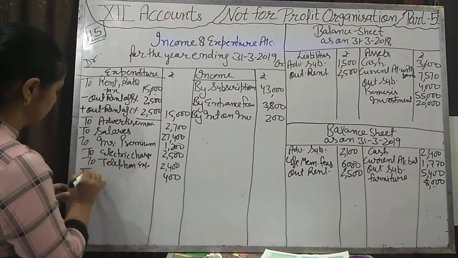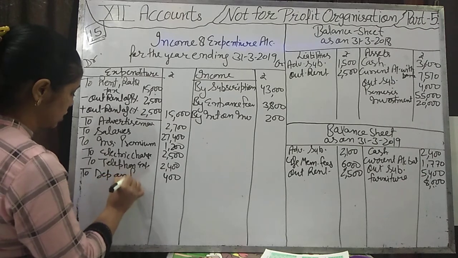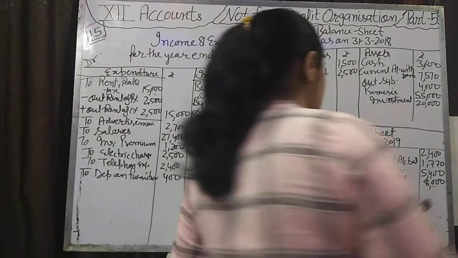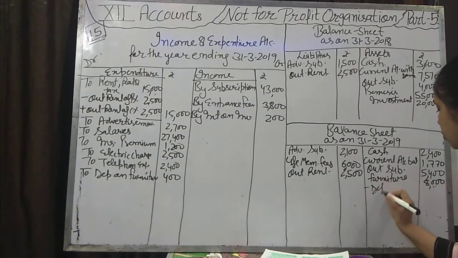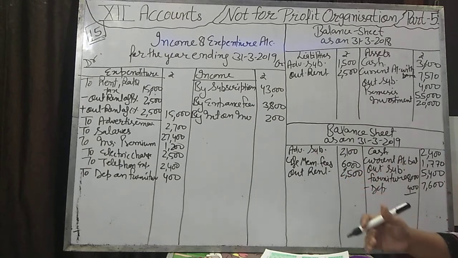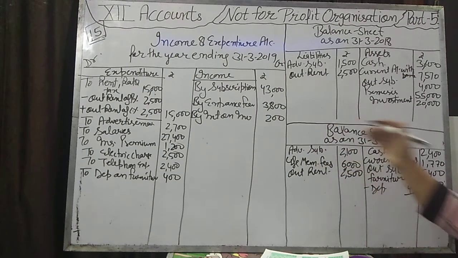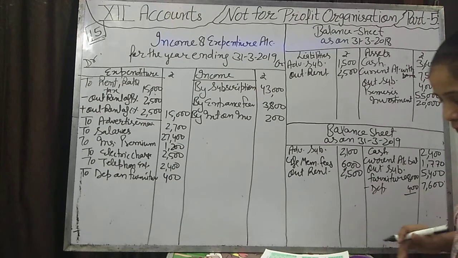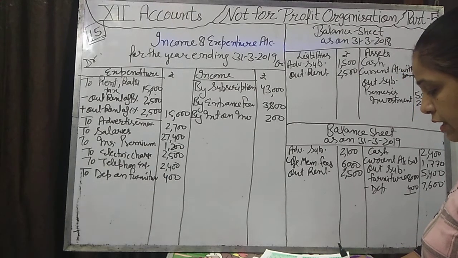That we will write on the expenditure side, depreciation on furniture. And this depreciation we will deduct from furniture also. 8,000 minus 400, it will come 7,600. Okay, everything that is given to you in additional information, we will write in 2 places. In these 3 accounts we will write that information in 2 places. Now nothing is left about this.